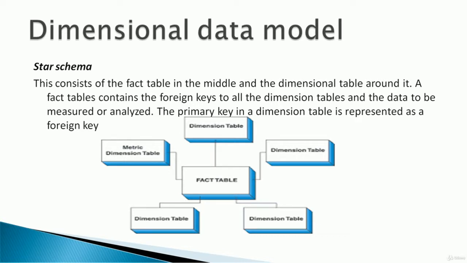Basically, the fact table will have all the foreign keys to the dimension tables, and also it will contain the data that needs to be measured or analyzed. The primary key in the dimension table is represented as a foreign key in the fact table. So this is the star schema, and it is mostly used for structuring the data warehouse.